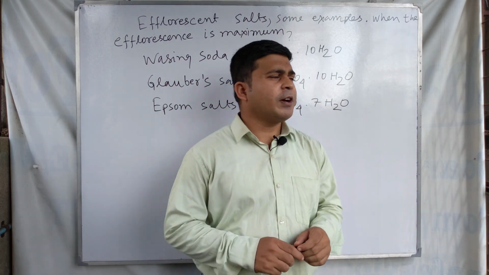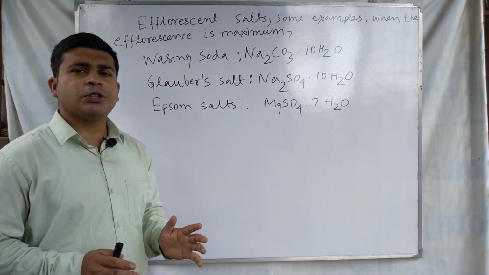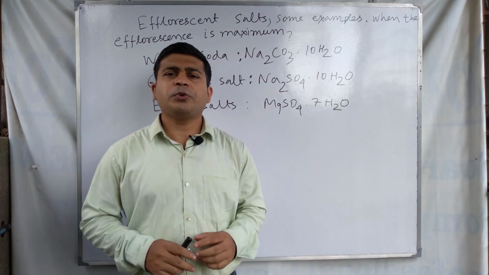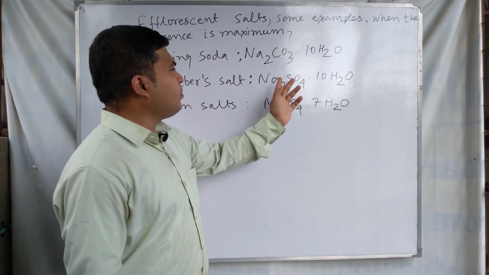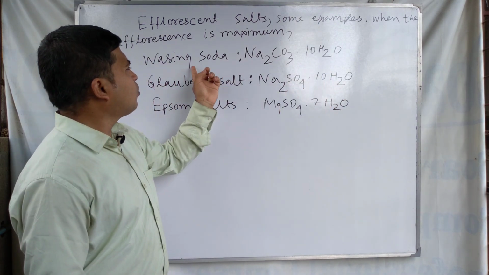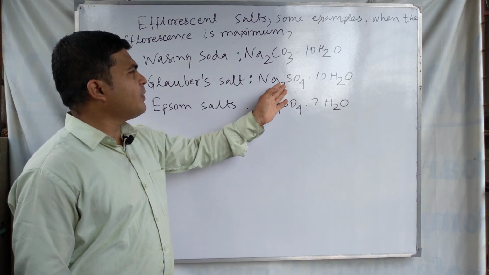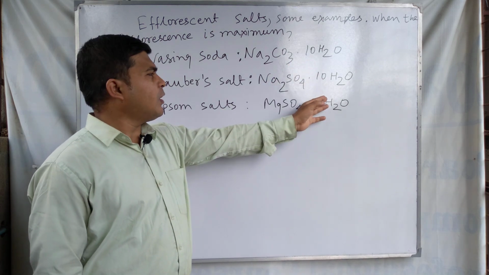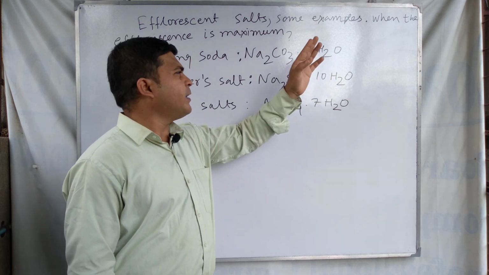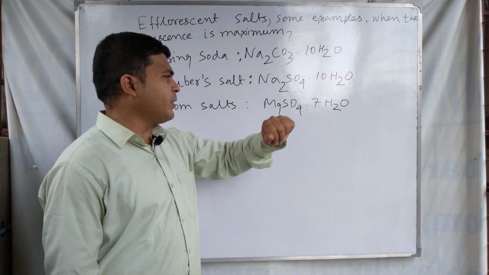Okay, let's start our discussion. Efflorescent substances or efflorescent salts. Some salts means some hydrated salts, or salts that have water of crystallization. For example, this type of salts where we can find the water of crystallization. See here, it is washing soda, Epsom salt and Glauber salt. In this case, it has 10 water of crystallization, it has 10 and it has 7. Sodium carbonate decahydrate, sodium sulfate decahydrate and magnesium sulfate heptahydrate.